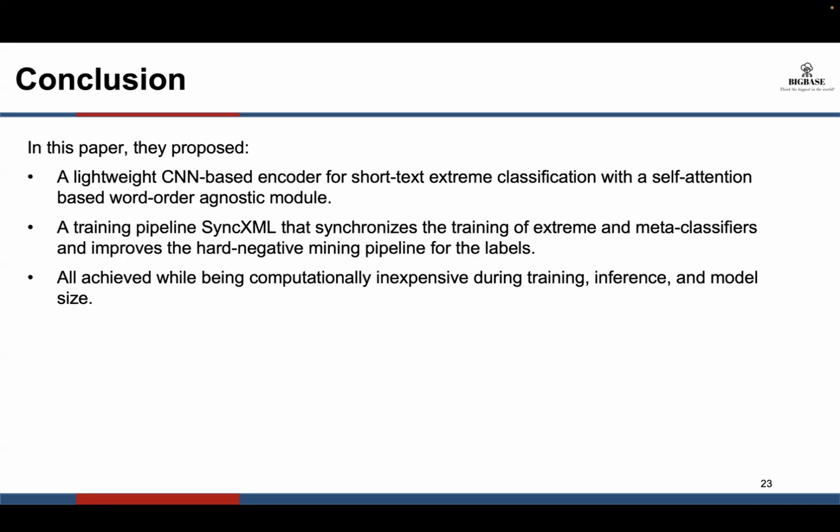And to conclude, in this paper, they proposed a lightweight CNN-based encoder for short text extreme classification, also using a self-attention-based word order agnostic module. And they propose a training pipeline, SyncXML, that synchronizes the training of extreme and meta classifiers and improves the hard negative mining pipeline for the labels. And they achieve all this while being computationally inexpensive compared to other models during training, inference, and model size.